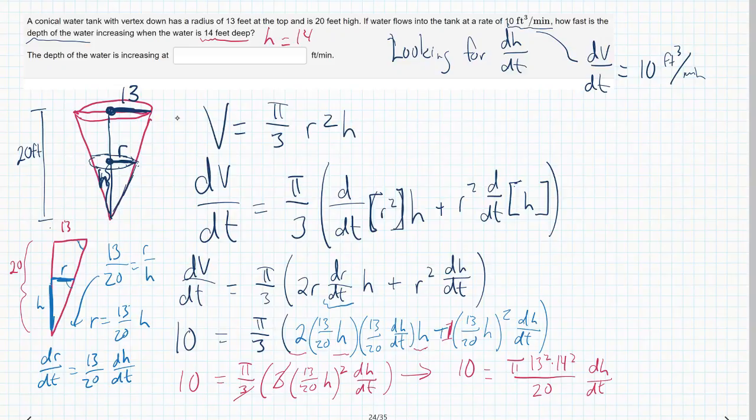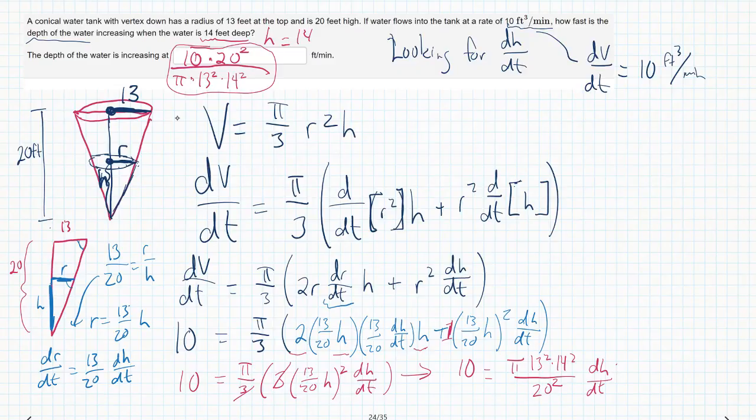So notice if we solve for dh/dt, all we need to do is multiply by the reciprocal, and so you get 10 times 20, all divided by, you get a pi down below times a 13 squared. Oh, I'm sorry, I forgot 20 squared. So that's a 20 squared. Thank you. So you have 13 squared times 14 squared. And that's a good final answer. I mean, that gives us the idea of what's going on there. That's what I'm looking for.